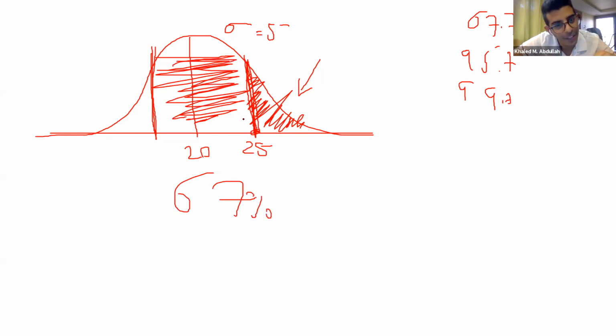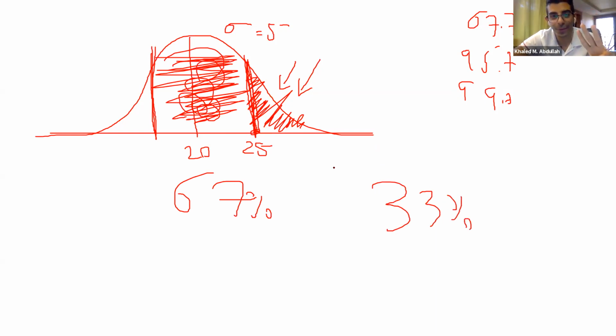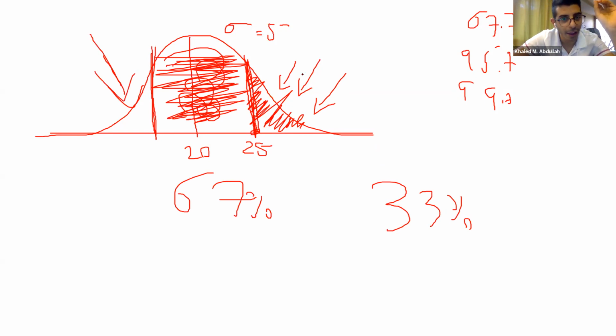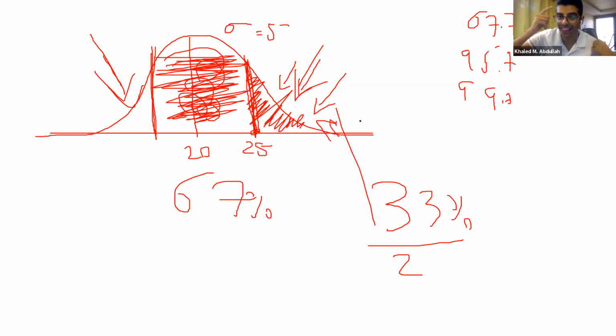Now I want you all to stay with me. All of this is 67%, but I'm interested in this. So let's first subtract all of this from 100. What's it going to be? Around 33%, right? But hold on, 33% is including this part and this part. So this and this together are 33%. If we divide by 2, because they're symmetric, then 33 over 2 is going to be your answer. It's going to be this area. Did you guys get this?